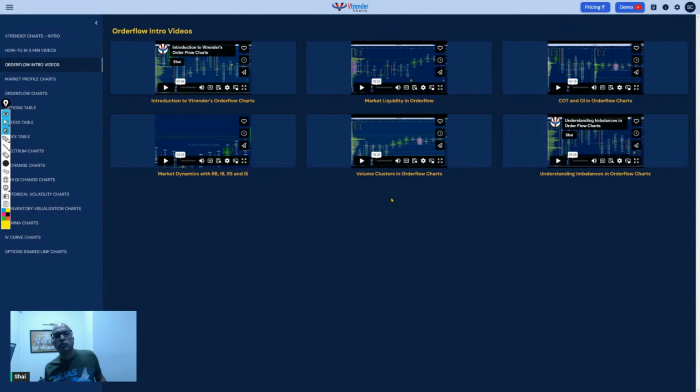To get really good at trading, you'll have to focus on the market liquidity as identified by those zeros and those large numbers, the COT, the commitment of trade, the RB, IB, RS, and IS dynamics. The volume clusters are what you would be focused on, and you'll be focusing on imbalances, right?